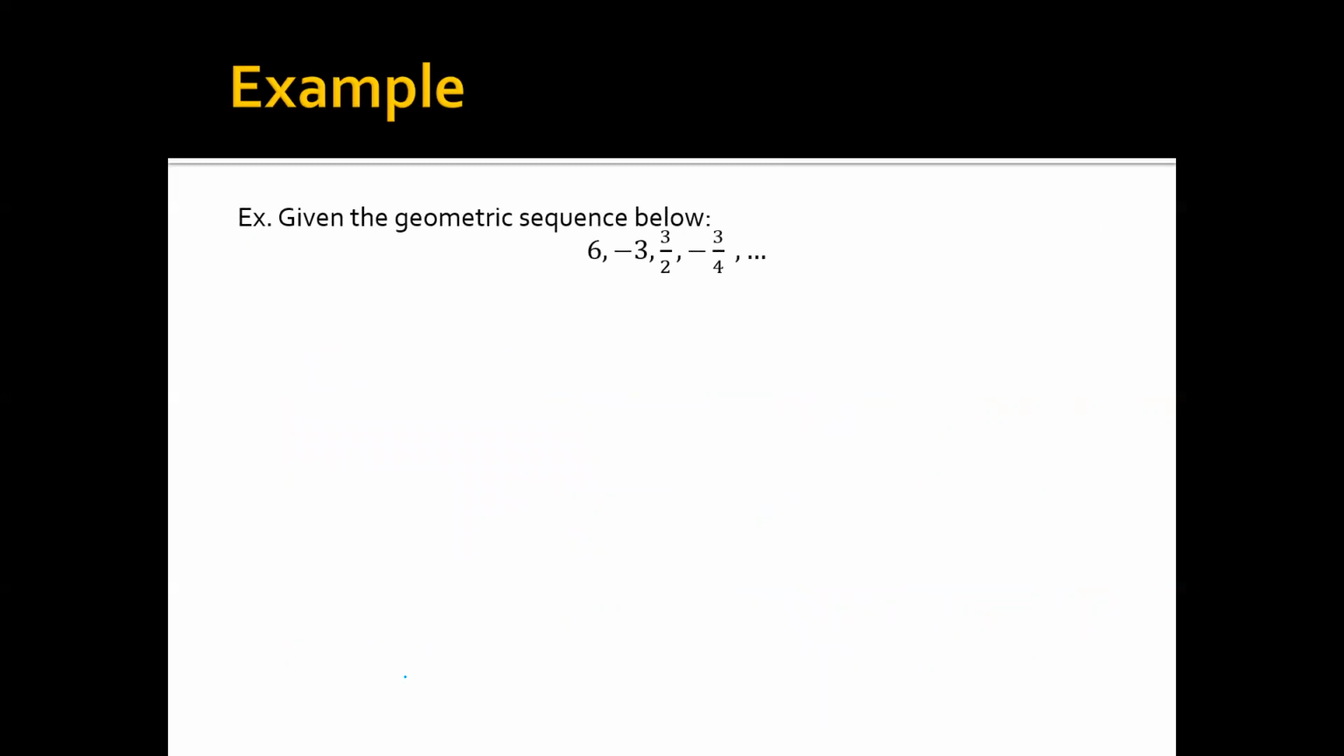So let's look at an example here. We want to find the geometric sequence. So we have the geometric sequence below. We want to determine t at n, and then we want to determine what t7 is.